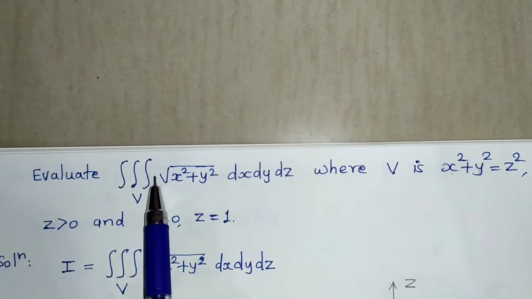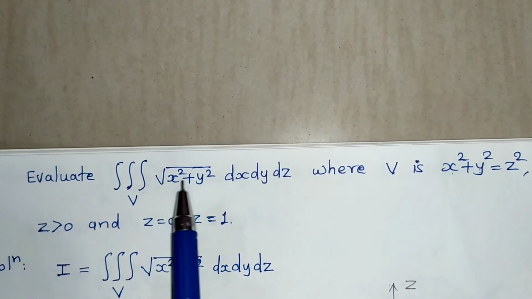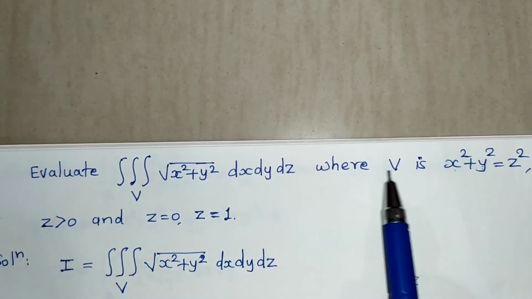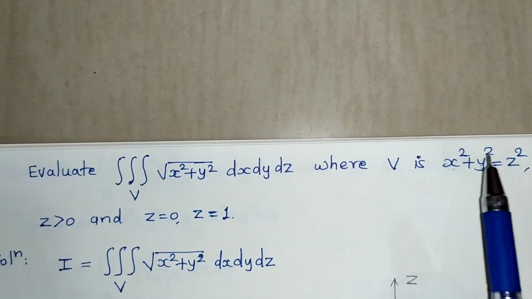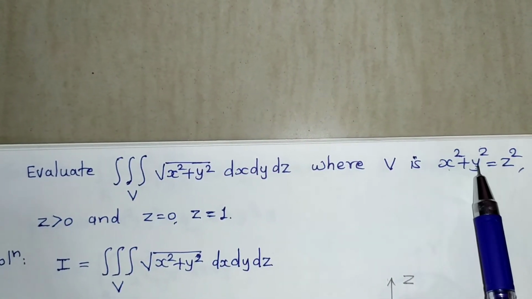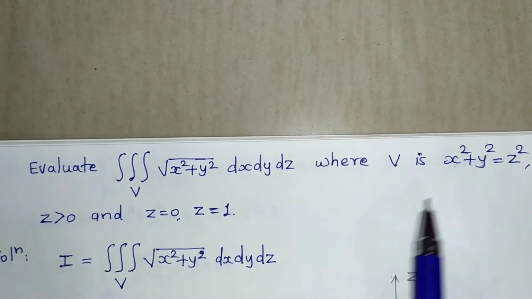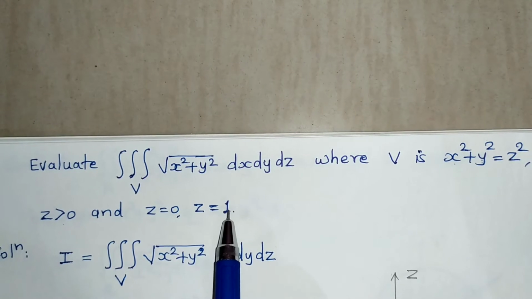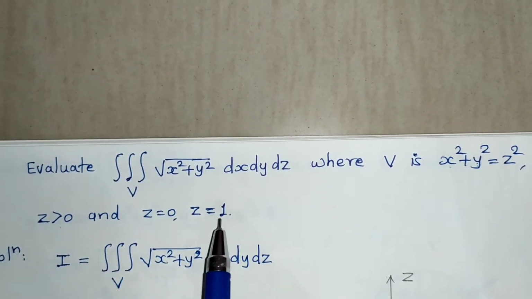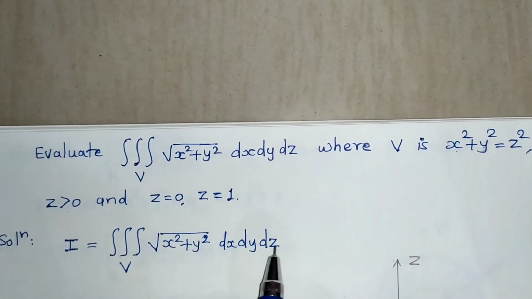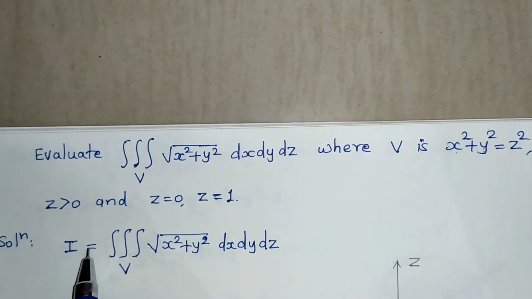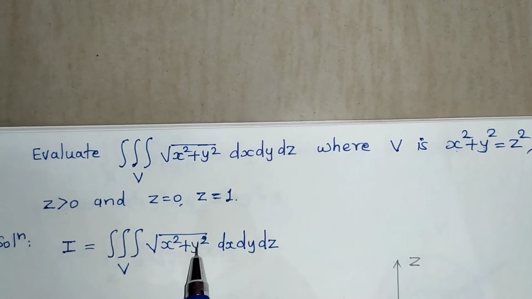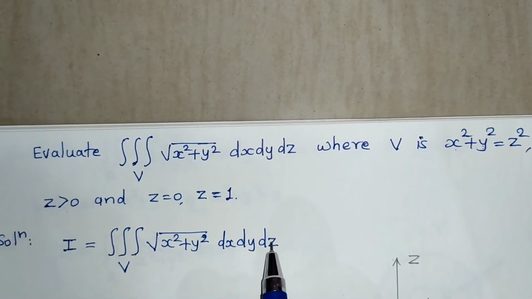In this video lecture we are going to discuss this example. Evaluate the triple integral over V of square root of x square plus y square dx dy dz, where V is the volume bounded by x square plus y square is equal to z square, where z is greater than 0, and z is equal to 0, z is equal to 1. Let us denote this volume integral by capital I. So I is equal to the triple integral over V of root of x square plus y square dx dy dz.